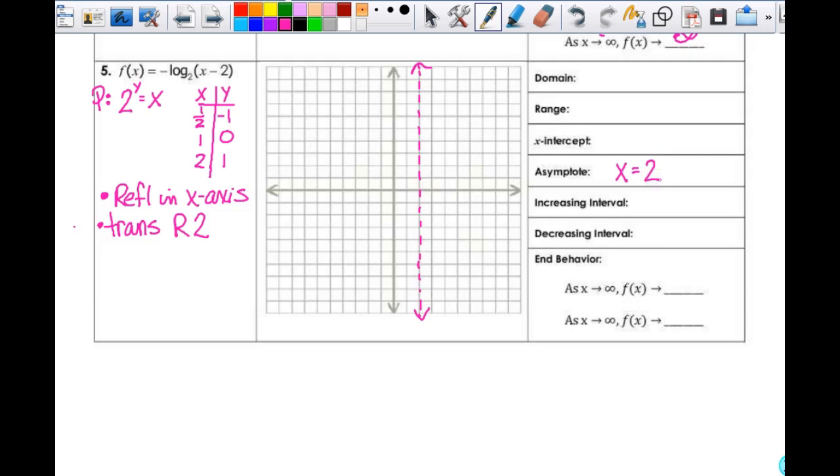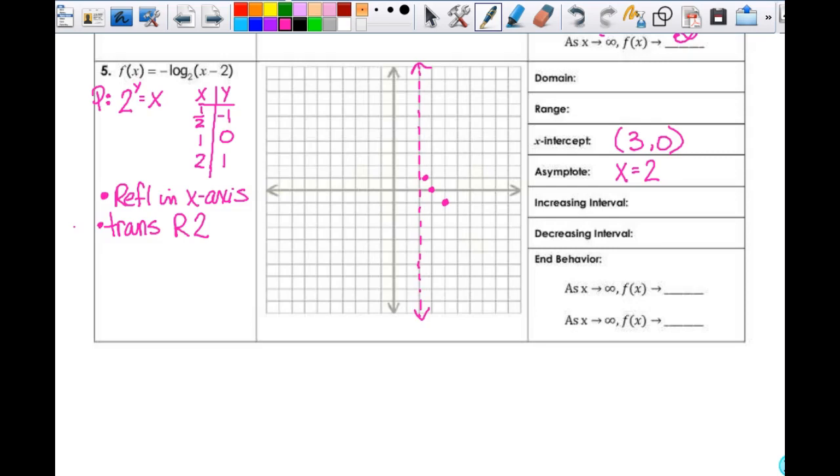So let's plot these points, and see if we got our x-intercept in here. When x is 1/2, y is -1 for my parent function. So then I'm going to reflect that in the x-axis and end up here, and then translate to the right 2, and I'm right there. When x is 1, y is 0 for the parent function, reflecting in the x-axis doesn't take me anywhere, and then I translate to the right 2. That means that is my x-intercept at (3, 0). Then (2, 1) for my parent function, I reflect in the x-axis and translate to the right 2, and I end up right there. Okay.